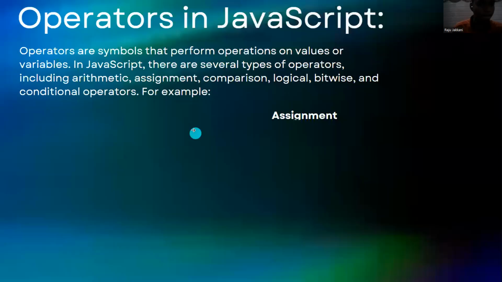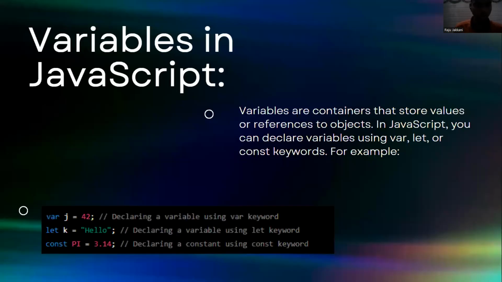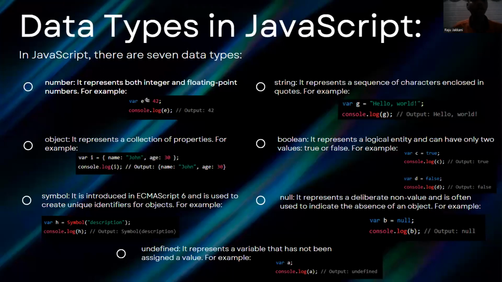For example, var e equals to 42. 42 is a numeric value which is stored in the variable named e. If we do console.log, the output will be printed on the console as the integer 42.